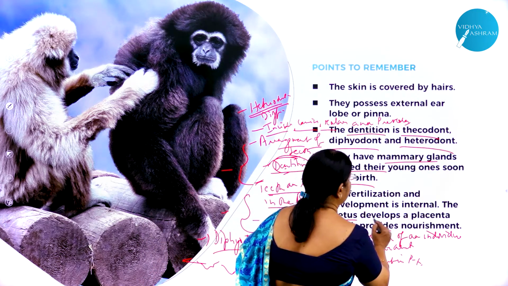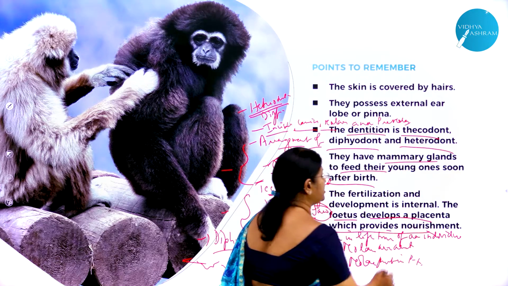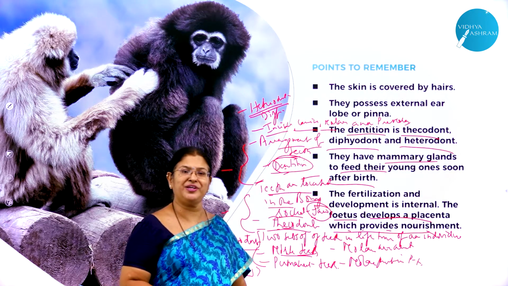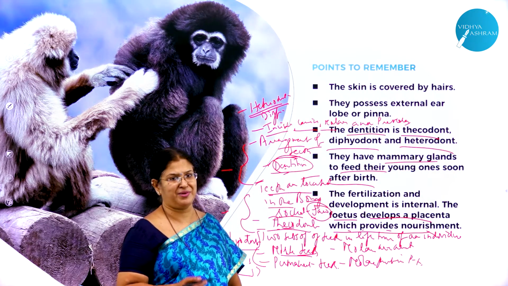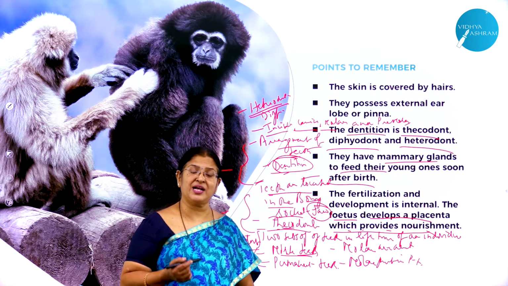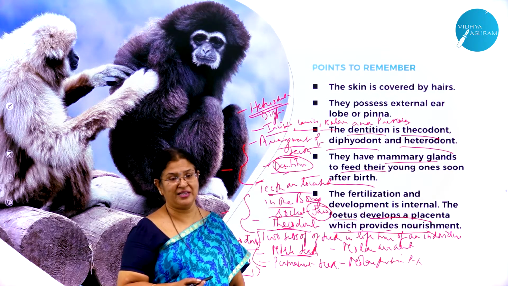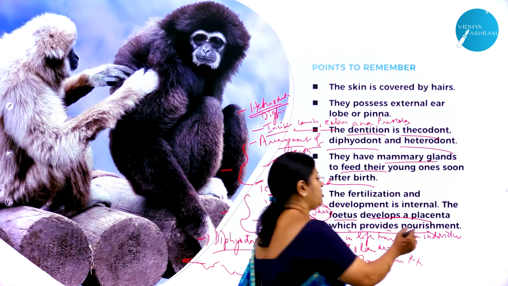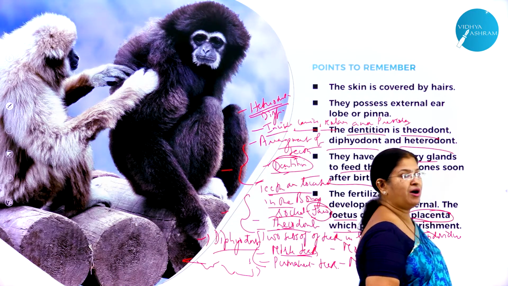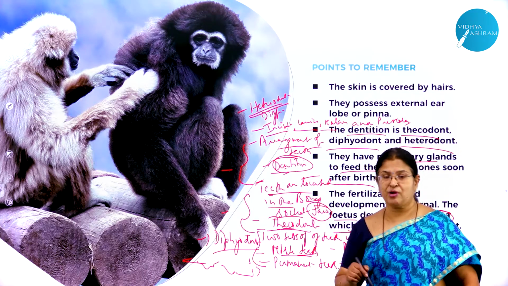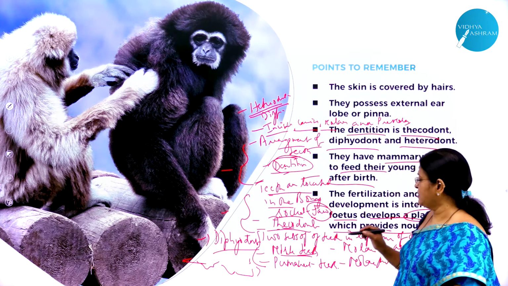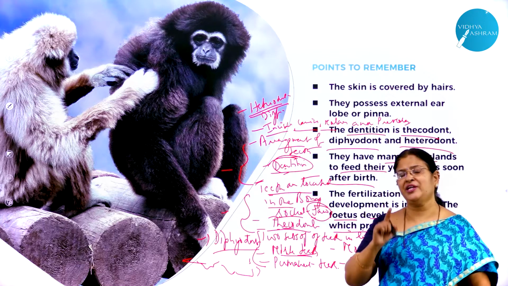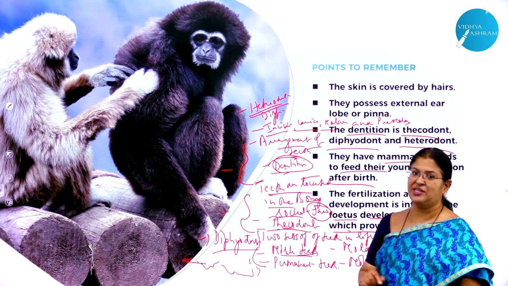And the fetus develops a placenta which provides nourishment. This is a very, very unique thing which you come across in mammals. There is a maternal connection between the developing fetus and the mother, and that is called the placenta. All the requirements for the developing fetus are supplied through the placenta, which is a very unique thing which you come across in this animal.